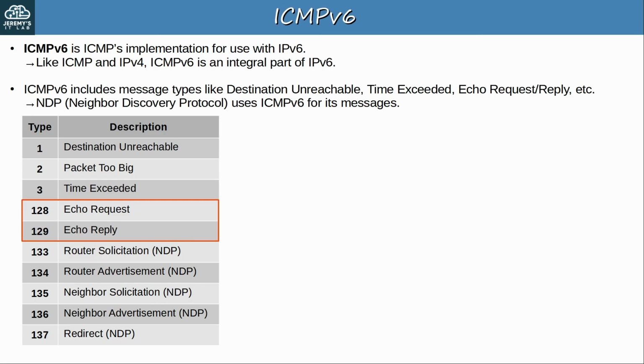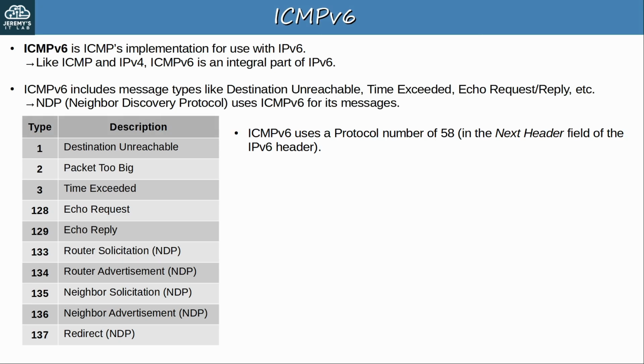Then, types 128 and 129 are Echo Request and Reply, ping for IPv6. Then, the next 5 examples are NDP messages. 133 and 134 are router solicitation and advertisement. And 135 and 136 are neighbor solicitation and advertisement. We'll review these in the IPv6 section of the course. And then, in IPv6, redirect is part of NDP, and it uses an ICMP type value of 137. Of course, there are more, but those are some example ICMP v6 messages.